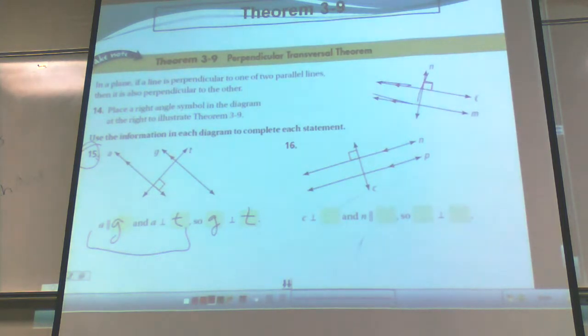This theorem just allows you to skip right there. Okay, if you wanted to fill in 16 just so it matches up, this would be what? C and N, N and P, so.